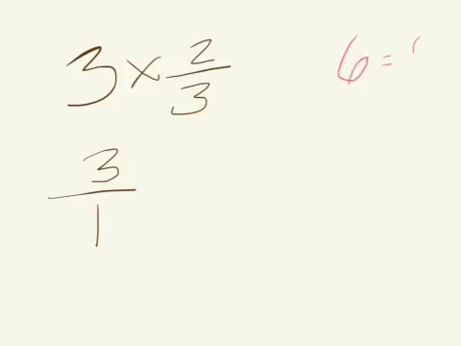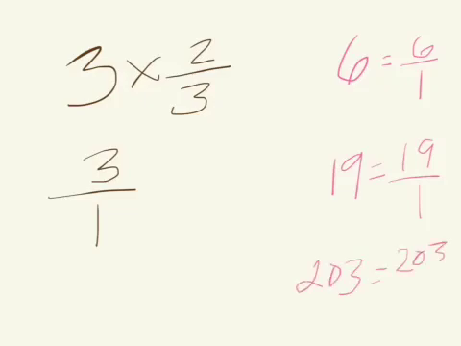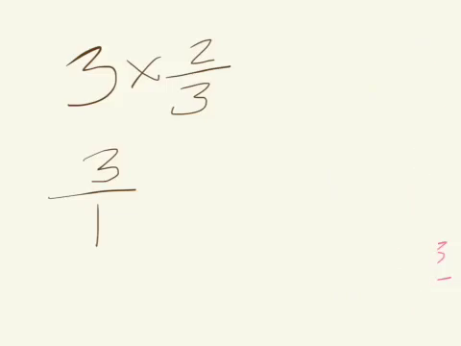Like 6 would be 6 firsts. Or 19 would be 19 divided by 1. Or like 203 would be 203 over 1. So, if we are truly dividing by 1, it's the same thing. It's going to set us up for success over here, though. Okay, so now we have 3 over 1 times 2 over 3. So 3 divided by 1 times 2 divided by 3, or 3/1 times 2/3.